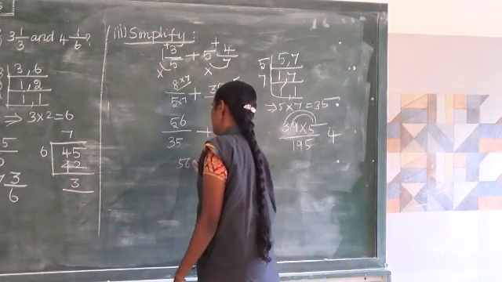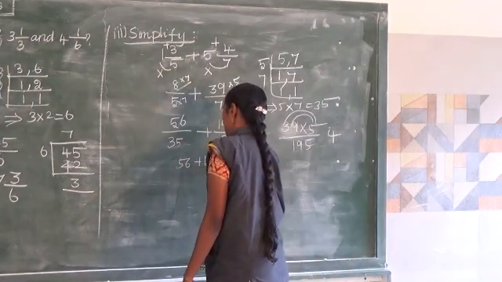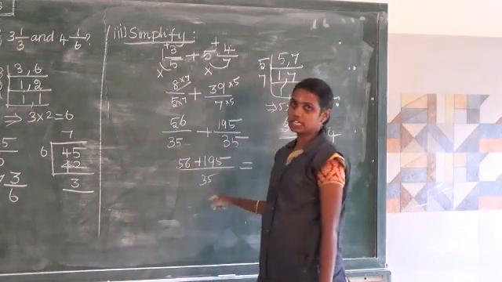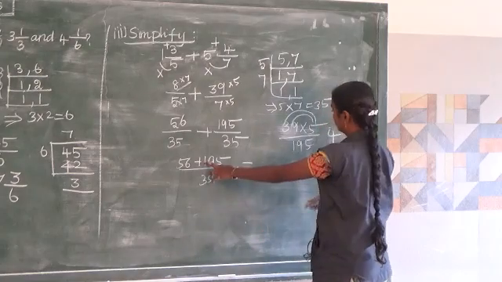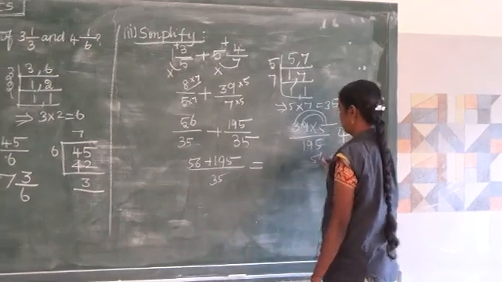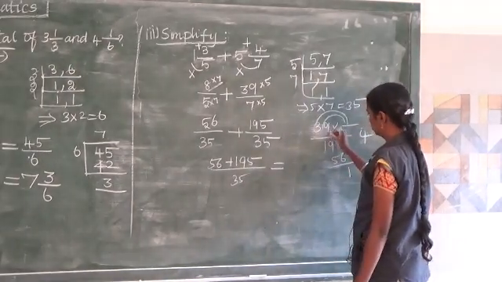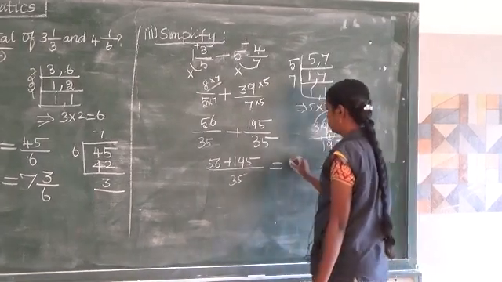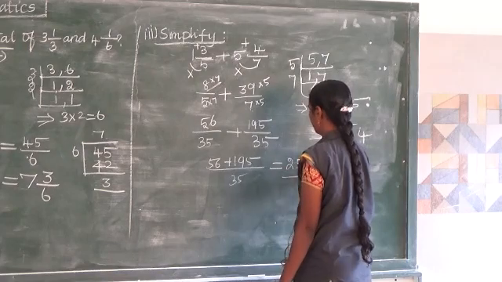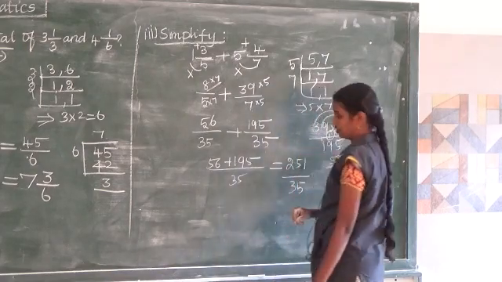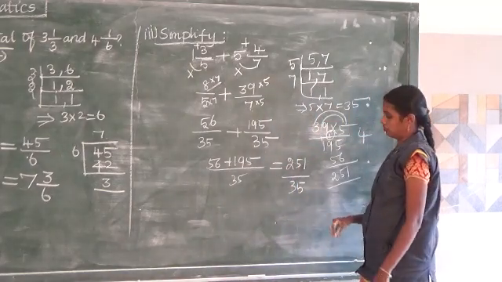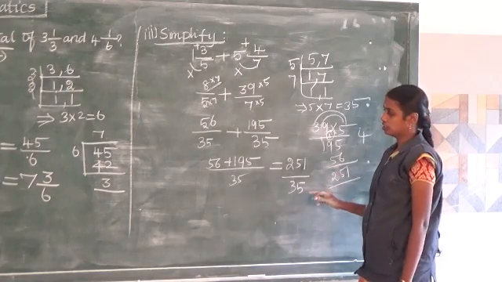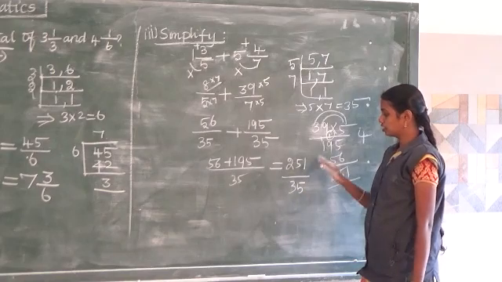Now it is given addition. Add 56 plus 195 divided by 35. 35 write as it is. Don't add the 35. We'll add now 10, 5, 251 by 35. 251 by 35. If you know the 5 table, we can cancel it. So here we can go for the division.